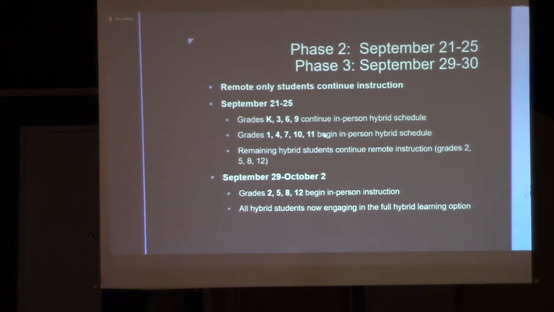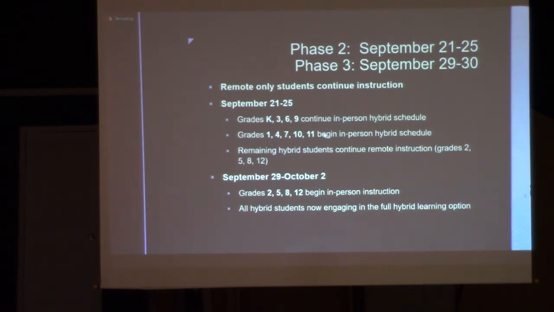Remember, remote-only students, they've already started. They started that first day, the 14th, they're remote. The 21st to 25th, then you have your K, 3, 6, 9, they continue in their hybrid, so they're still coming in. Now you're adding in grades 1, 4, 7, 10, and 11. They'll begin their hybrid schedule. Remaining hybrid students will stay remote. That's grades 2, 5, 8, and 12. And again, the last week of September, first week of October, grades 2, 5, 8, and 12 will begin their hybrid in-person schedule.